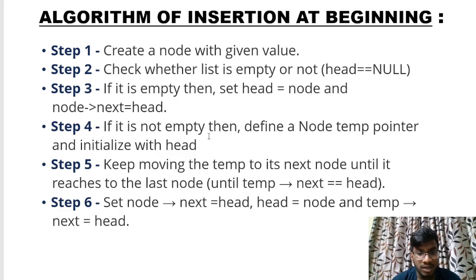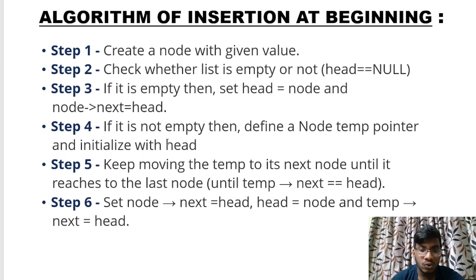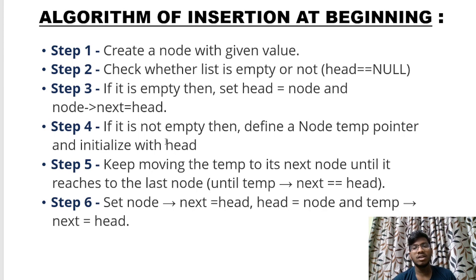If the list is not empty, that means if the list contains some nodes, then what scenario do we need to follow? That is explained in step 4. If the list is not empty, then define a node temp pointer variable and initialize it with head. As head always points to the first node, we cannot change the head variable address. So we create a temporary variable and pass the head address to it. Head address is the address of the first node.